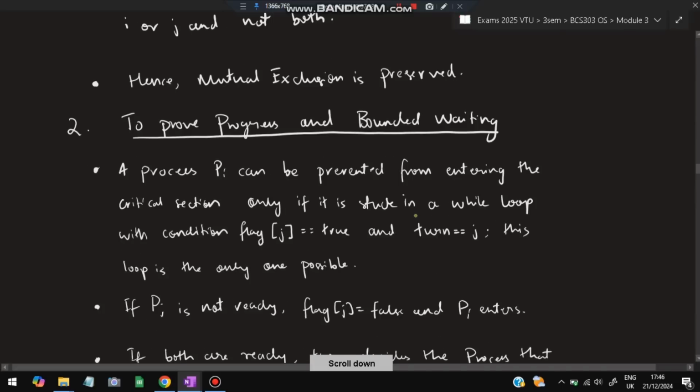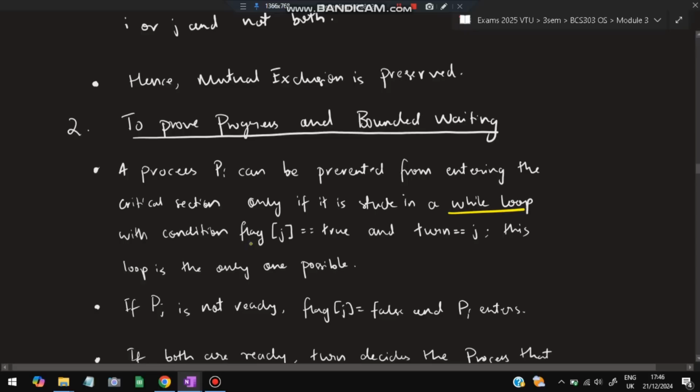Next are progress and bounded waiting. How can we ensure that progress is happening every time, that at no time the critical section is empty? A process pi can be prevented from entering the critical section only if it is stuck in a while loop. Suppose the critical section is empty, and process pi wants to enter but is not able to. When will that happen? It will happen if it's stuck in a while loop, but it will never be stuck in a while loop.